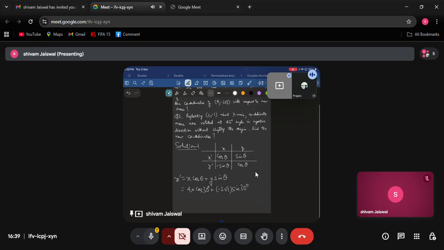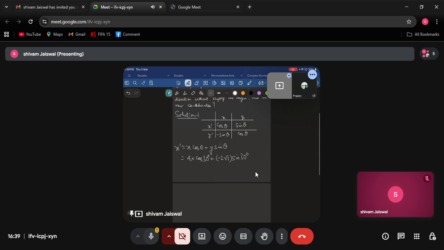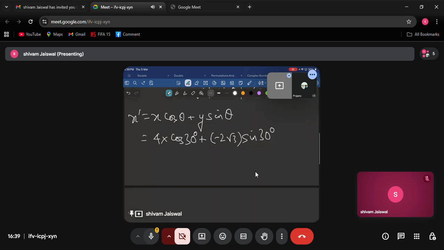Cos 30 degree is equal to root 3 by 2. So this will become 4 root 3 by 2 minus root 3. This will give us 2 root 3 by 2, that is root 3. Are you getting it? Tell me, Soham.